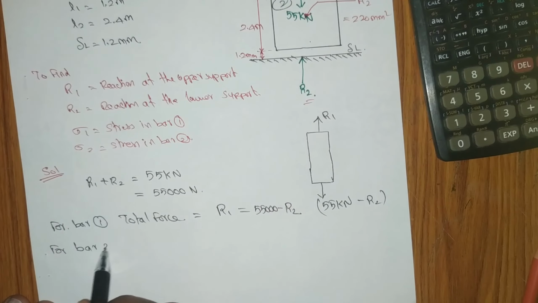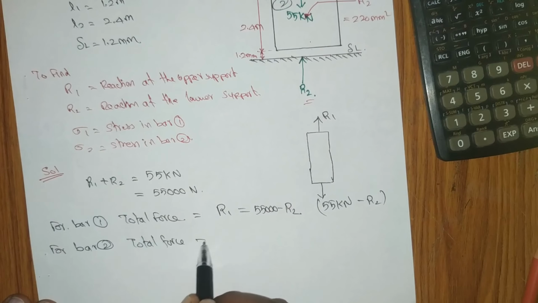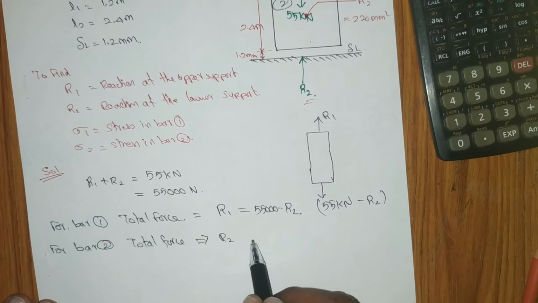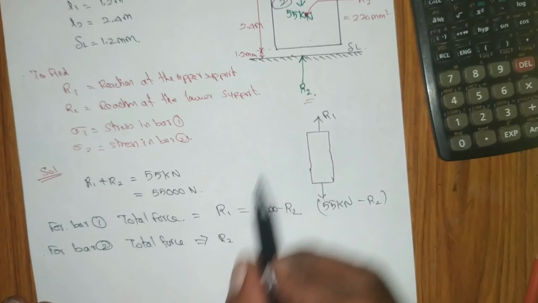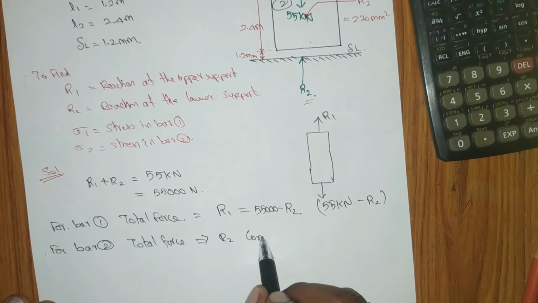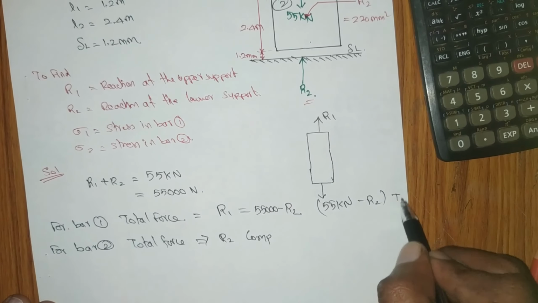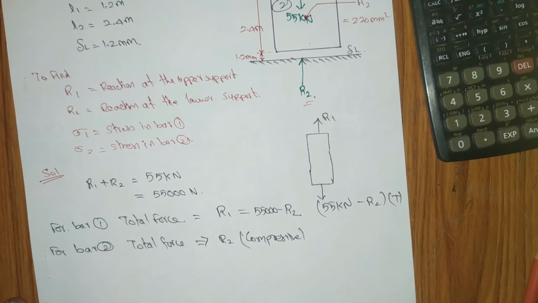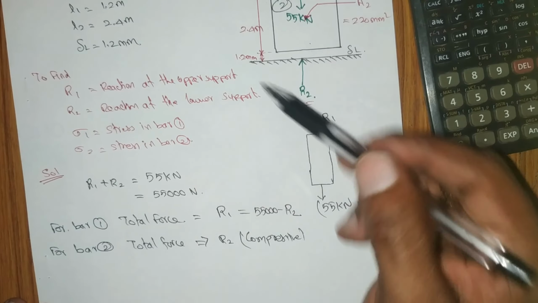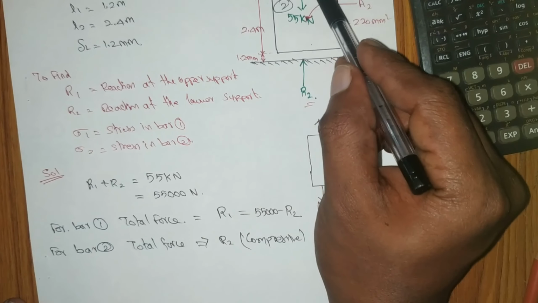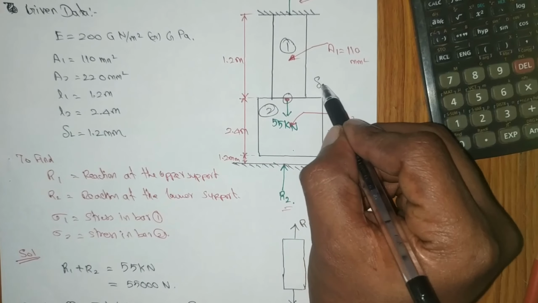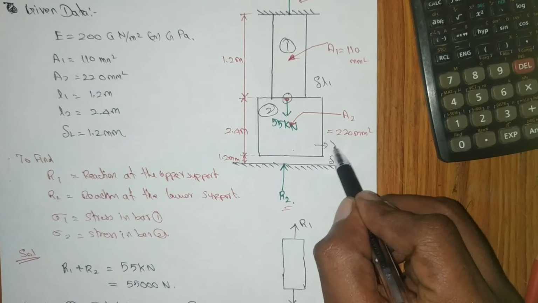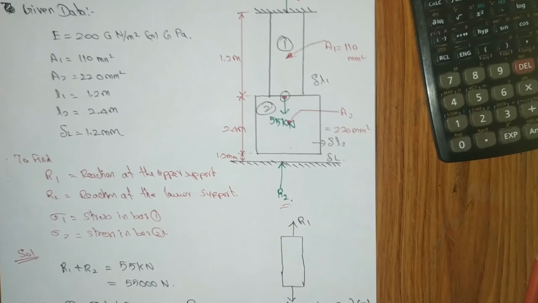Similarly for bar 2, the total force will be R2, which we have to calculate. It should be in compression. This is tension, this is compression. Because of the applied load, bar 1 will get some deflection L1, and bar 2 will produce deflection L2. We need to identify that.